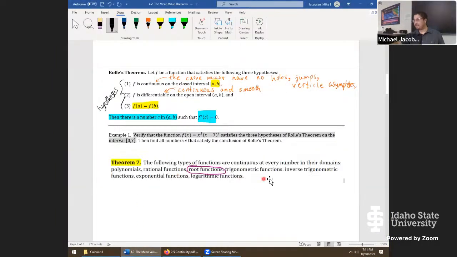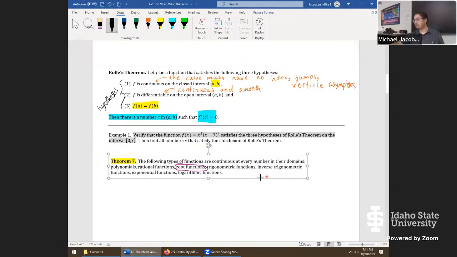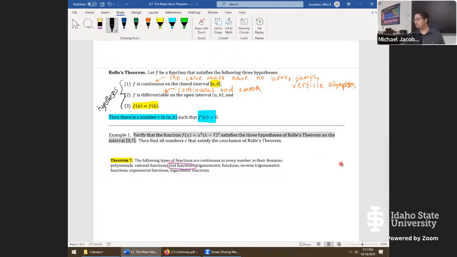So the first thing I'm going to do in the solution is cite this information. This is from section 2.5, and that was a long time ago. We've been through a lot already in this class. But this theorem 7, ignore the red circle there, says the following types of functions are continuous at every number in their domains: polynomials, rational functions, root functions, trigonometric functions. What we have today is a polynomial. That would be a degree 7 polynomial.